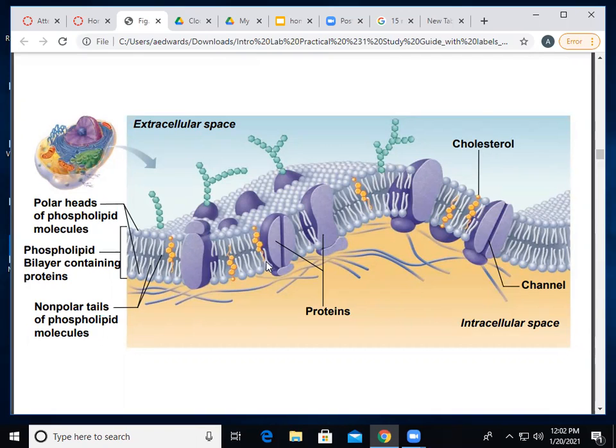All right, the heads, the little circles, we call those polar. We're going to talk about chemistry today in lab. It just basically means they have a charge. Okay. Now, the tails are nonpolar, so they don't like things that have charge. And water has charge, which is a lot of this is water in this space. So the parts that don't like water get on the inside of the bilayer. Parts that like water get on the outside.